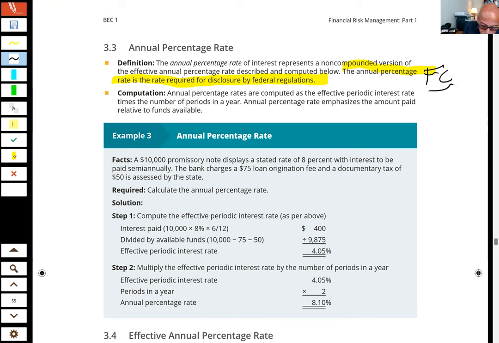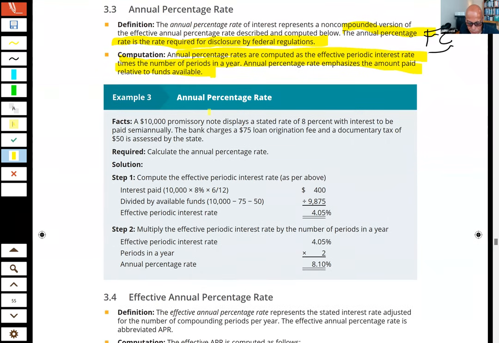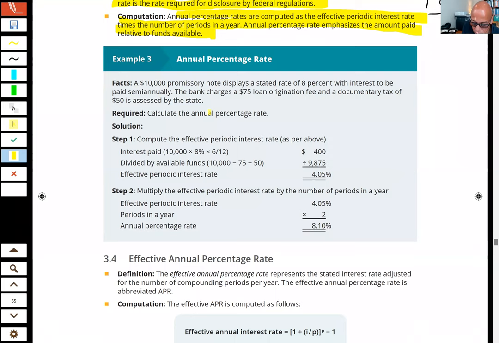Now, with annual percentage rate, it is similar to the effective rate, but we are going to annualize that for the number of periods in the year. And so you come over and you see that we have a $10,000 promissory note, and it displays a rate of 8% with interest to be paid semi-annually. That's twice a year, right? And the bank charges a $75 loan origination fee, and we have these documented taxes.